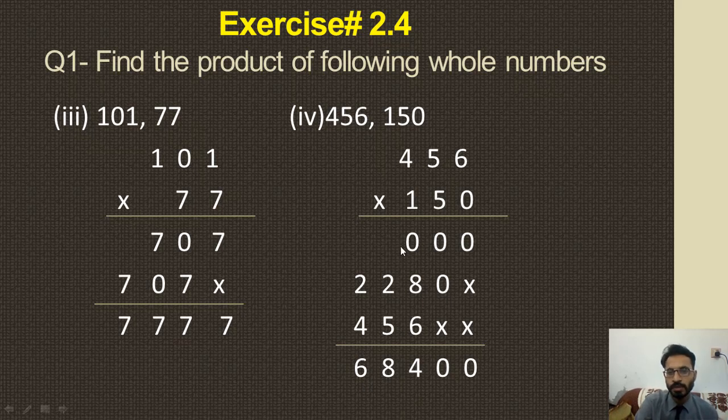So the product of 456 with 150 will be 68,400.